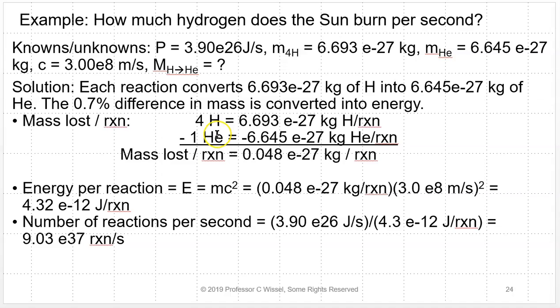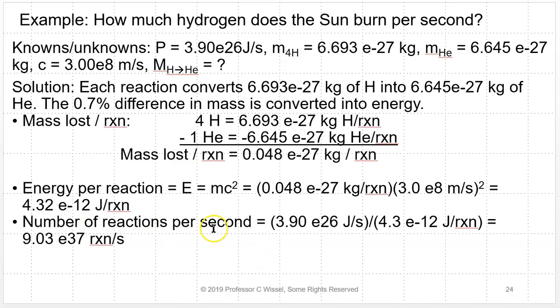Minus the products, which is the one helium, that is minus 6.645 times 10 to the minus 27 kilograms of helium per reaction. The mass loss per reaction, that's what's converted into energy, E equals mc squared, is 0.048 times 10 to the minus 27 kilograms per reaction. So the energy per reaction, E equals mc squared, is this mass, 0.048 times 10 to the minus 27 kilograms per reaction times the speed of light squared. It ends up being 4.32 times 10 to the minus 12 joules per reaction.